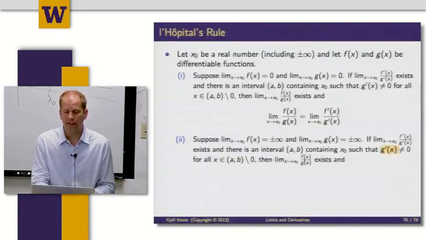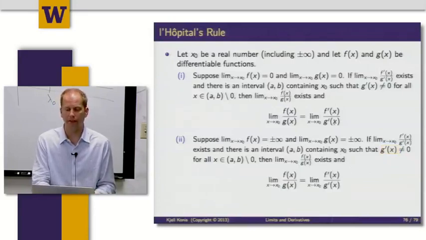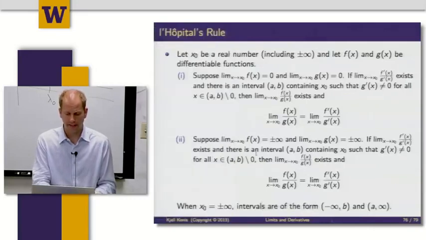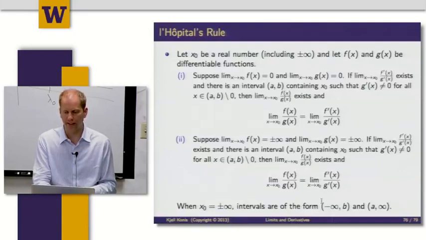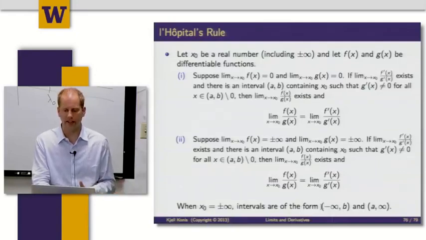Then the limit exists, so f of x over g of x, even though both of these are going to infinity, the limit exists, and it's equal to the same thing, just the limit of the two derivatives. And then just a note so you can use this slide for reference in the future. If x0 is plus or minus infinity, then these intervals that I've been writing, x has to be in the interval a, b, you would just think of as minus infinity up to b, or a to infinity.